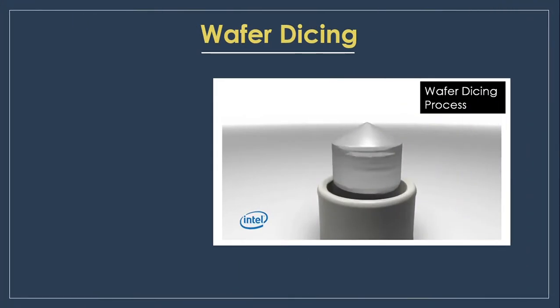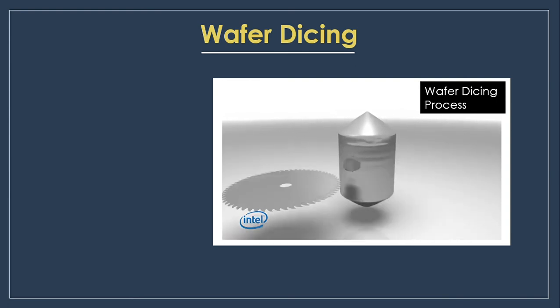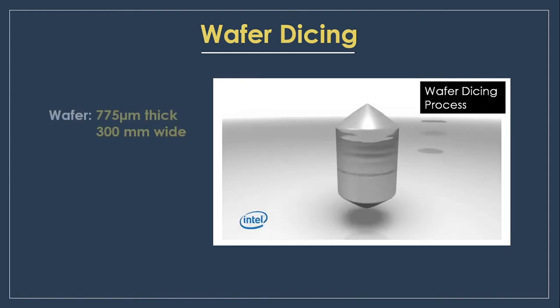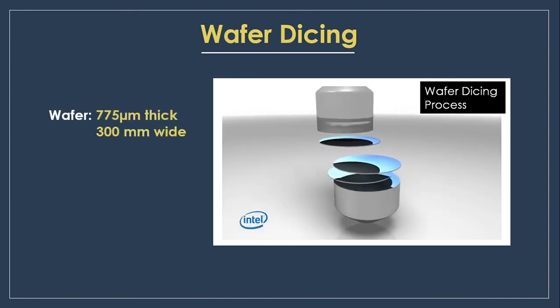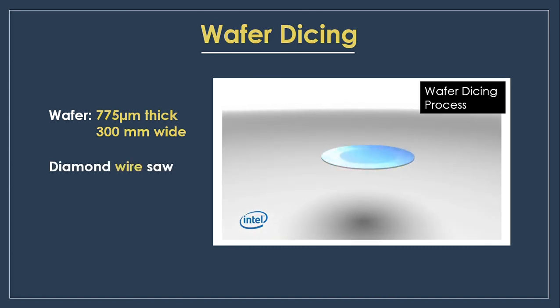Finally, once the single crystal ingot is grown, it is then sliced by a very sharp diamond saw into thin wafers. The dicing process is a very delicate operation. The sliced wafer is 775 micrometers thick and 300 millimeters in diameter. Nowadays, wire saws are used more frequently, rather than the previously used blade saws. In fact, the semiconductor industry is now moving to the wire saw, due to their superior technology.